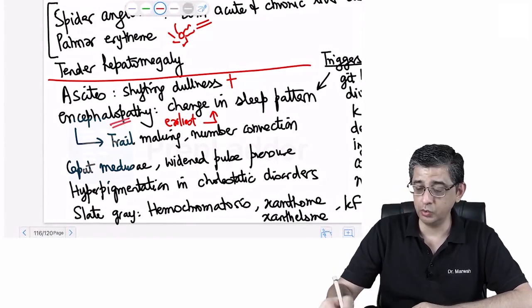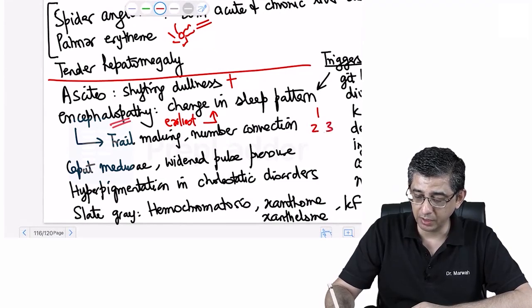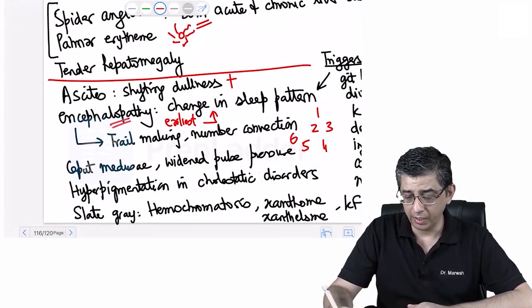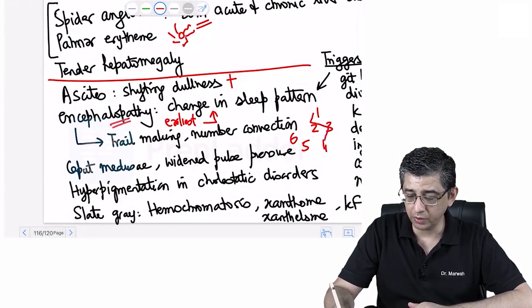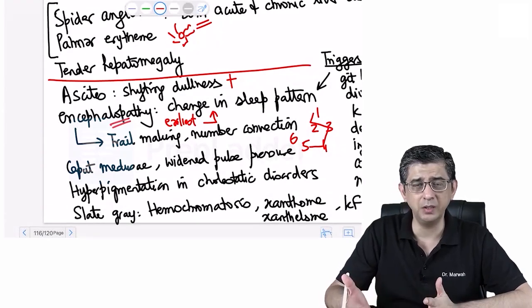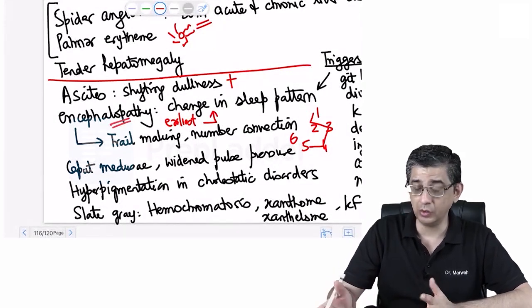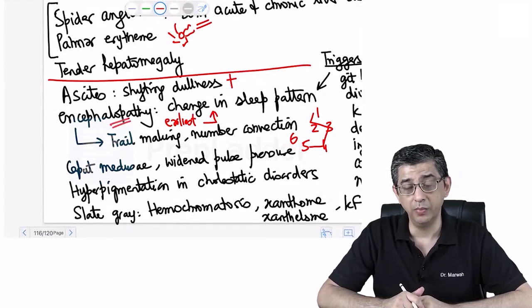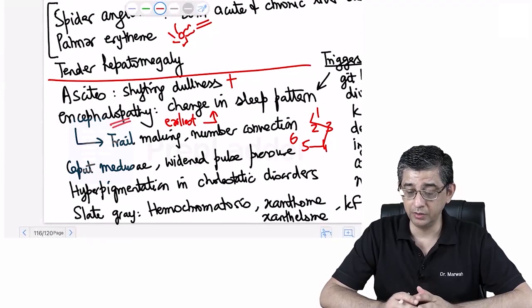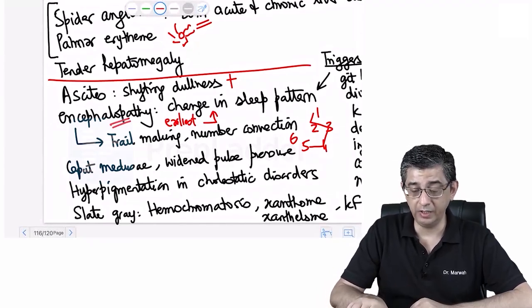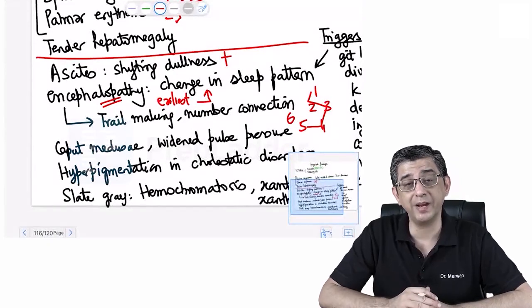You can ask the patient to simply join some numbers. Like if I at the moment am putting up some numbers randomly on a piece of paper, I can obviously join 1 with 2, 2 with 3, 3 with 4, 4 with 5. Even if I'm very sleepy, even if a person has taken alcohol, he might be able to do this task. But a person with hepatic encephalopathy will definitely fail the number or trail making test. So we are demonstrating apraxia.